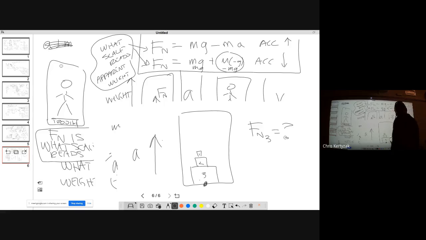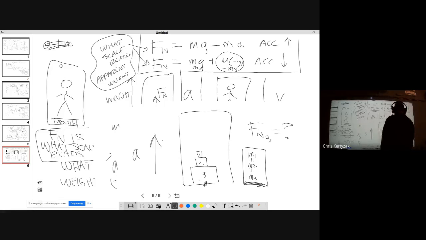Just think of it as one giant block that has a mass of m1 plus m2 plus m3. What would the normal force be under here? This is now a mass of m1 plus m2 plus m3. It's accelerating up, and it's the same problem. Don't be fooled by the blocks.